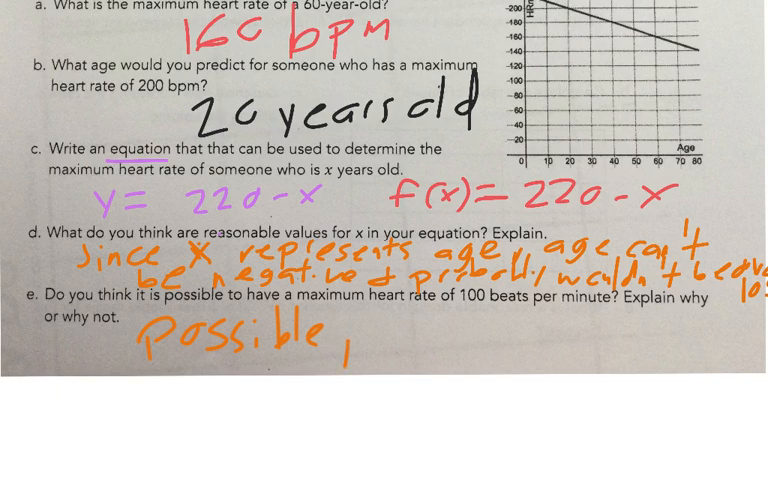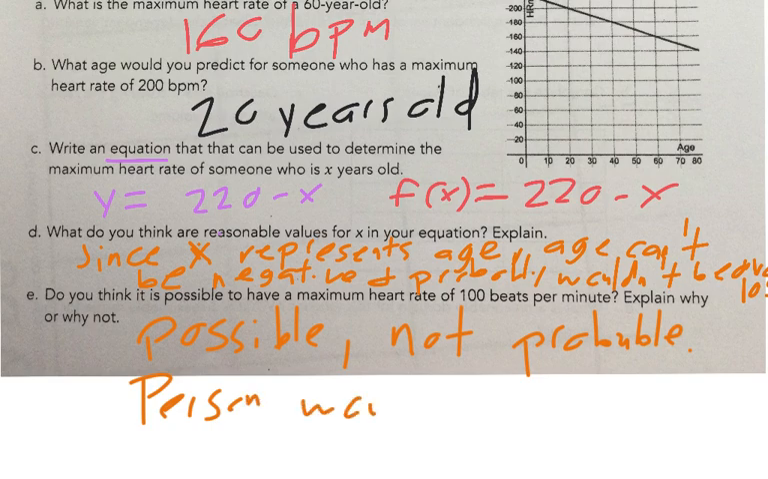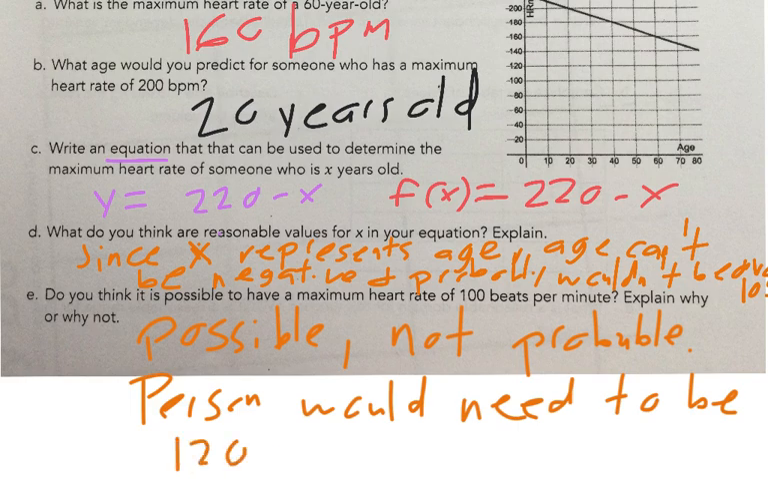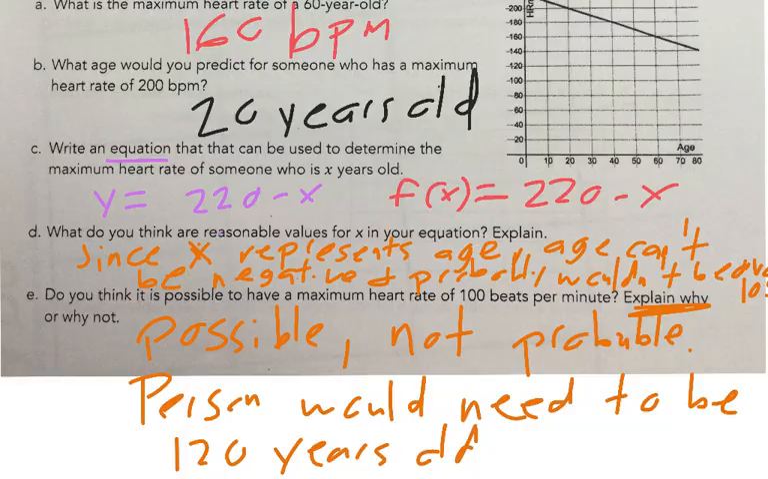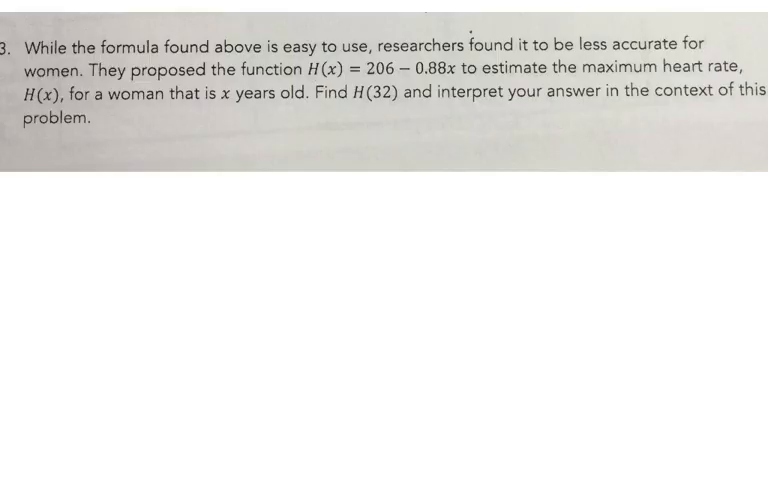So this would be what this is. I think they would count this right. Possible, not probable. Person would need to be 120 years old. See, I'm giving context. I'm backing up my reason. Oh gosh, it's freezing. When they say explain why or why not, I'm telling what the criteria would have to be. They would have to count that right. I don't think they count that wrong. Okay, what did we find for H of 32?